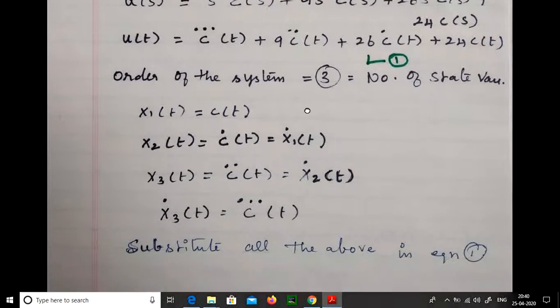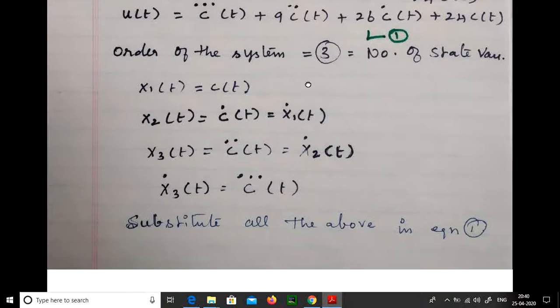Now we have to consider three state variables, x1 of t, x2 of t, x3 of t. So x1 of t is c of t, x2 of t is c dot of t, x3 of t is c double dot of t. That is how we have taken the state variables: x1 of t, c of t; x2 of t, c dot of t; x3 of t, c double dot of t.